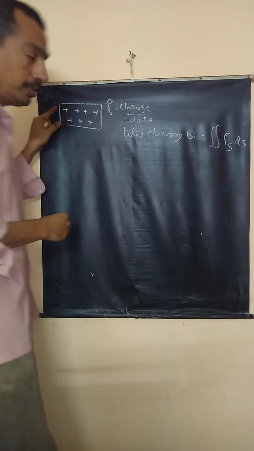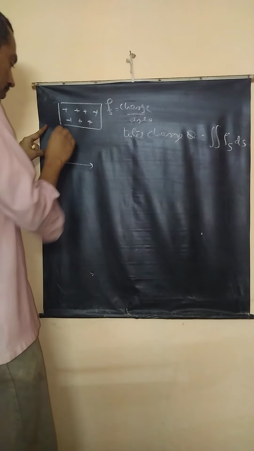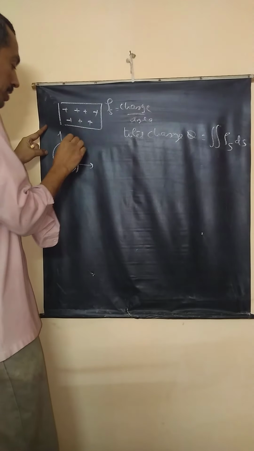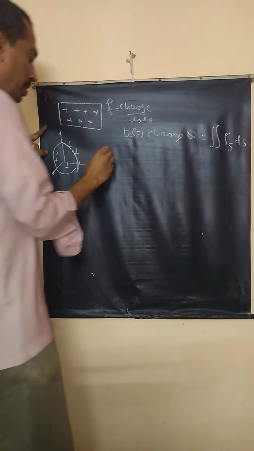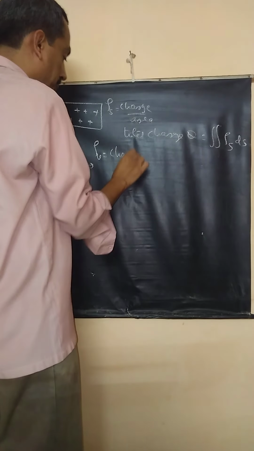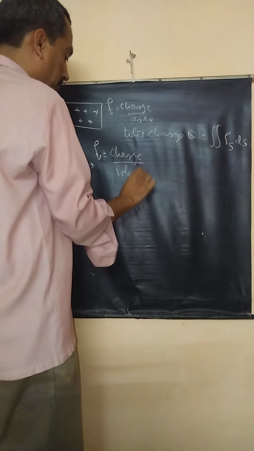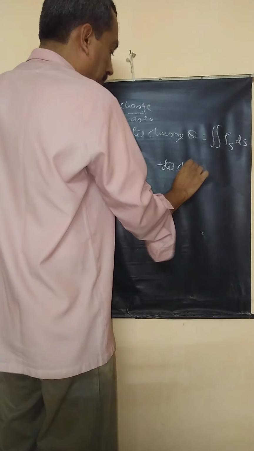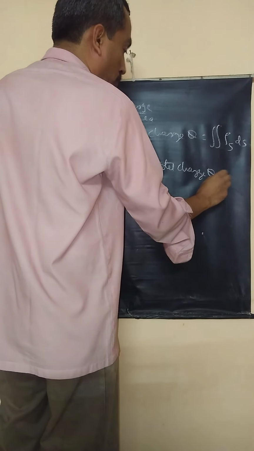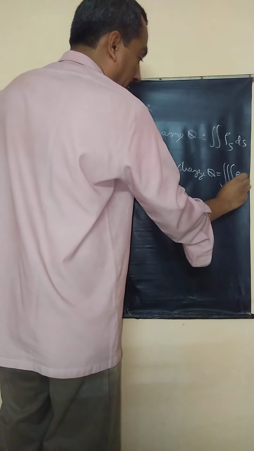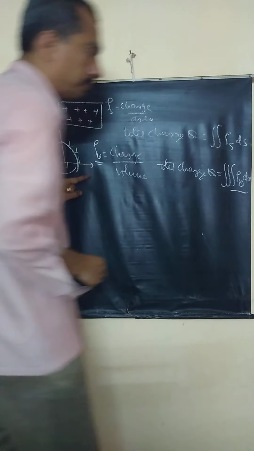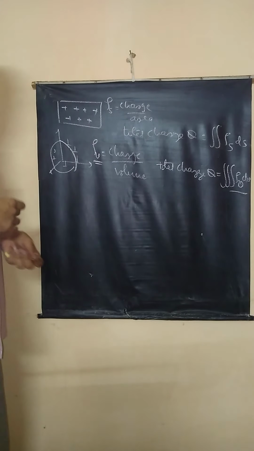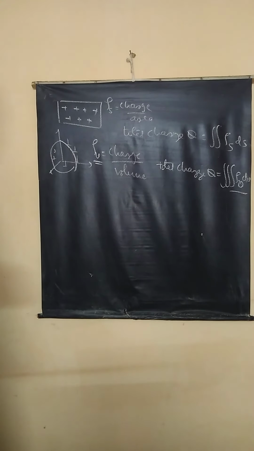This is a surface integral. Similarly, suppose you have a volume and charges are distributed in the volume. If the charge per unit volume is rho v, then the total charge Q is equal to the triple integral of rho v dv. Is it clear? Charge per unit volume integrated over total volume. We need all this to discuss the next concept called Gauss law.